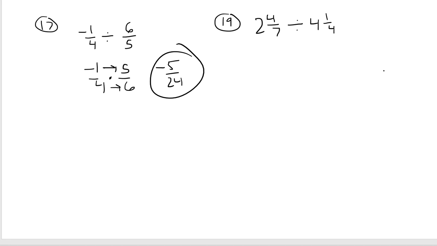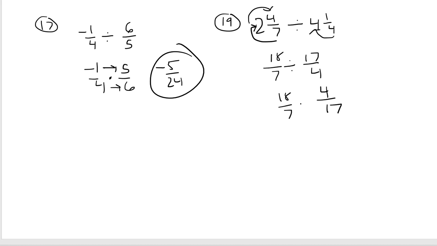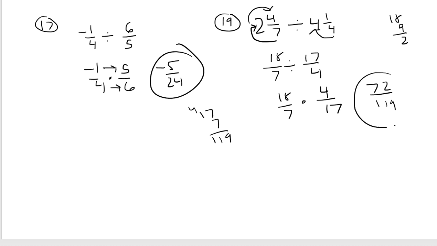Okay, number 19. Our first step is to change both of these to improper fractions by doing 7 times 2 is 14. 14 plus 4 is 18. 4 times 4 is 16. 16 plus 1 is 17. And because we're dividing, we're going to flip the second one over. And now we just multiply. 18 times 4 is 72. And 17 times 7 is 119.